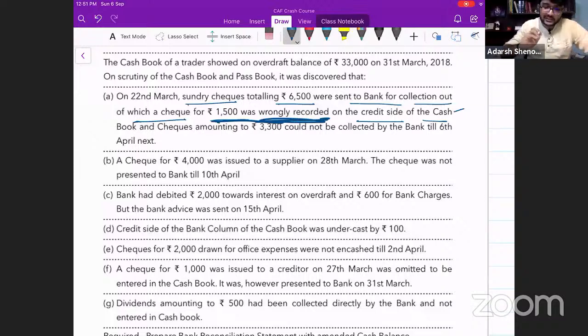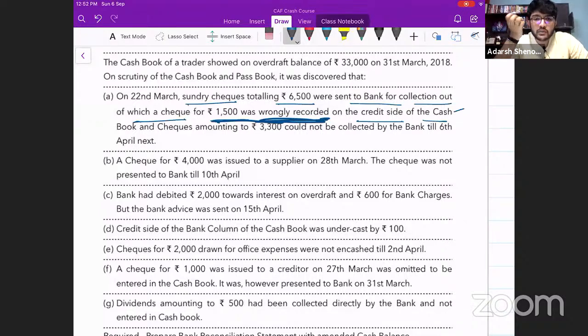Yes. Why, sir? Now, when you're sending something for collection, should you have debited? You're depositing a check. Okay, it's like depositing a check. Should you debit it or should you credit it? You should debit it. But what have they done over here? They have credited. So how should you rectify this? This is a mistake. This is an error in the cash book.